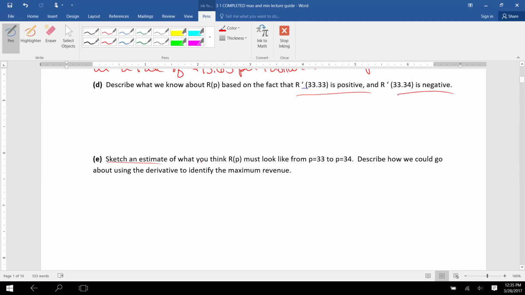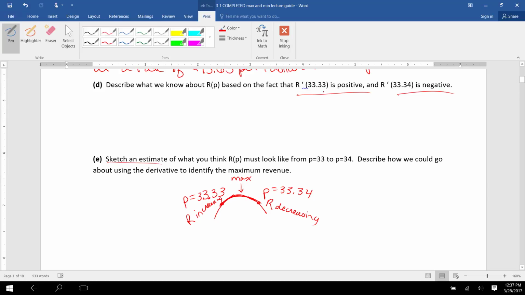So I'm going to start drawing the sketch down here. Our revenue function, if you go to P equals 33.33, revenue is increasing. So R is increasing because the derivative's positive. But then if you go over just a tiny bit to the right to P equals 33.34, now the derivative is negative, so R is decreasing. Just a penny apart, and it changed from R increasing to R decreasing. So it kind of makes you think that it must have, at a point in between, reached a peak, reached a maximum.